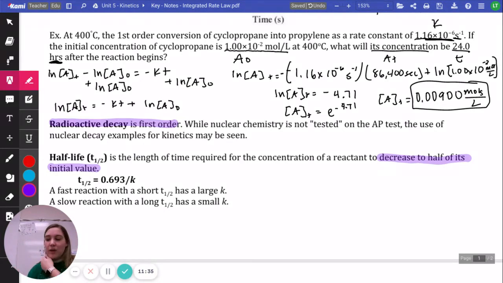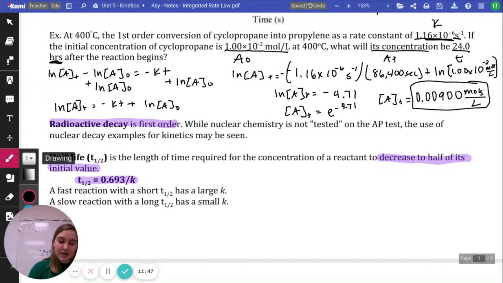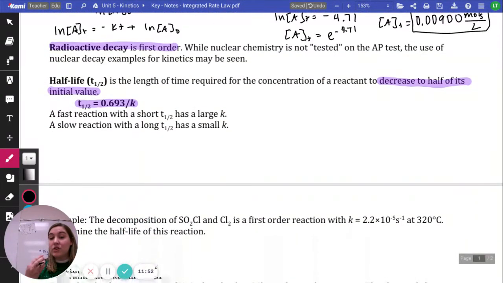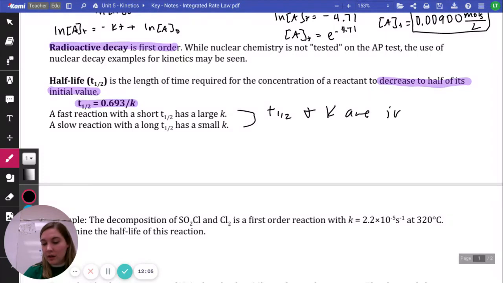All right, and we do have an equation. It is also on the periodic table, and our half-life is equal to 0.693 over k, or your rate constant. Something to note is that a fast reaction will have a short half-life and a large k. A slow reaction will have a longer half-life and a smaller k value. So half-life, t1/2, and k are inversely related.